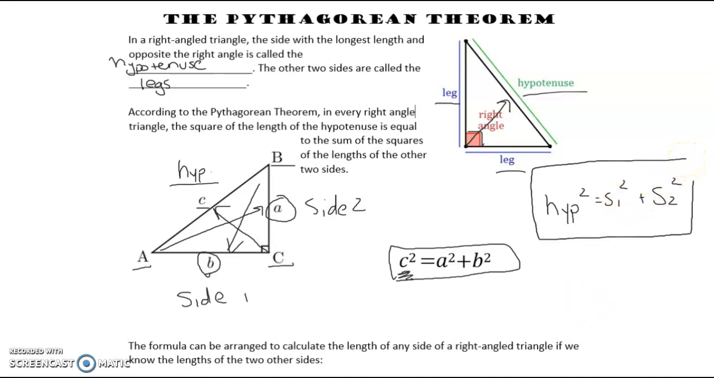So it doesn't matter, whatever formula makes sense to you, use that one. My only thing is that sometimes people get confused when they see the A's, B's, and C's, because what if you had a triangle labeled like this? D, E, F. Okay? So that's my only thing. But if that doesn't bother you, then awesome. Okay? So down here, it says the formula can be arranged to calculate the length of any side of a right-angled triangle if we know the lengths of the two other sides.